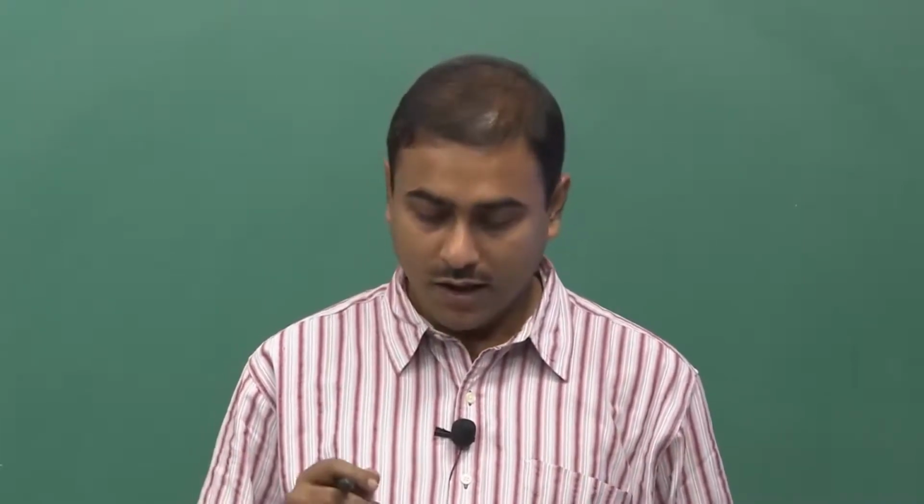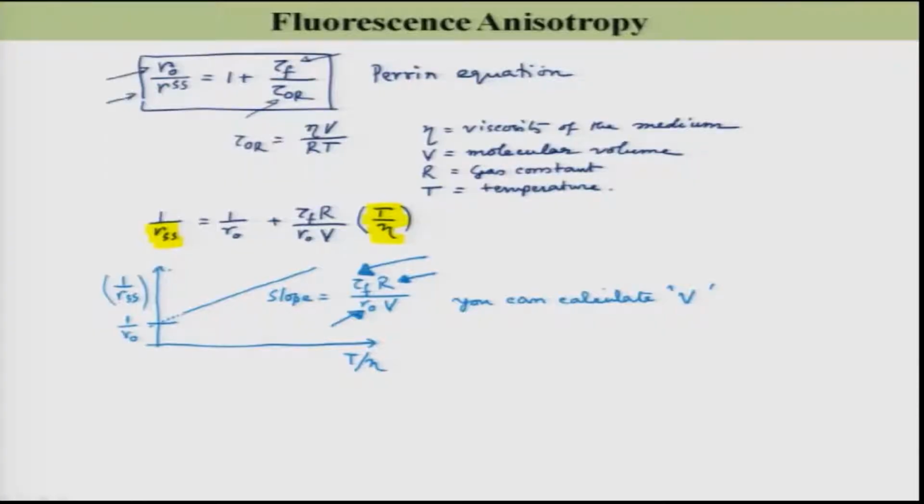Now, one of the important things here is what will be the value of R0. That is the biggest question. That should be measured, otherwise I cannot say anything about this. And we have seen the limiting value of R0, you remember our first equation, I have written R equal to I parallel minus I perpendicular divided by I parallel plus twice I perpendicular.